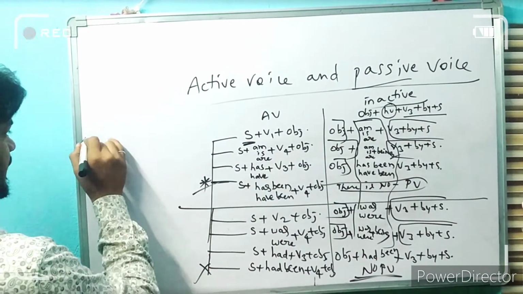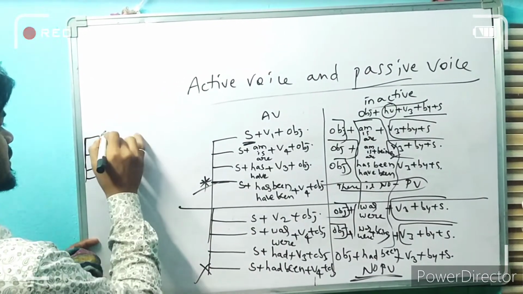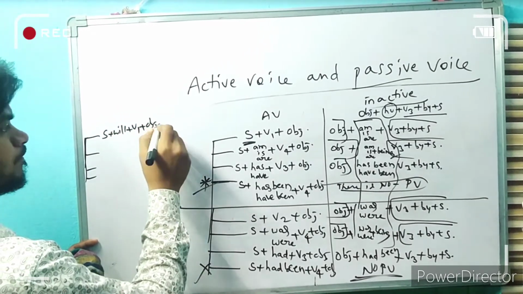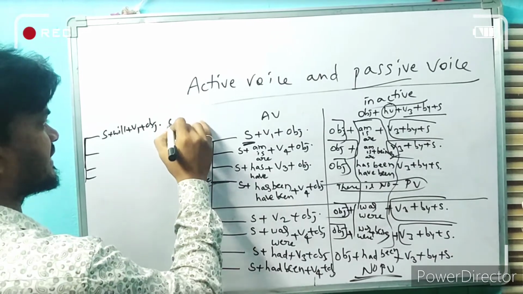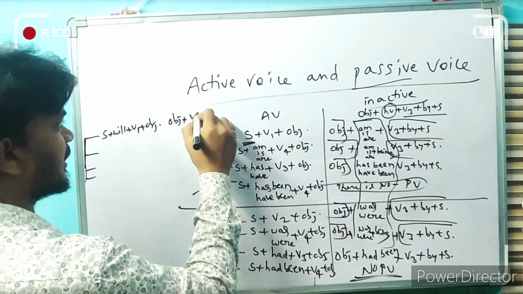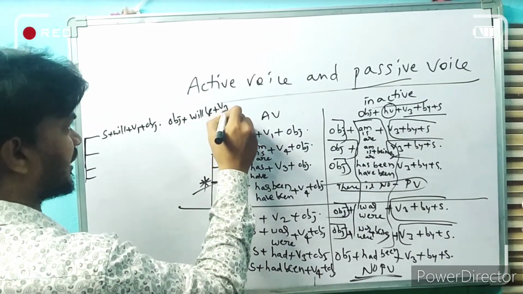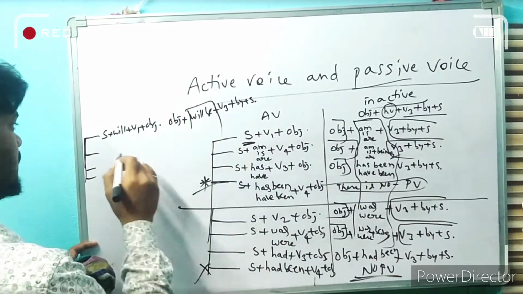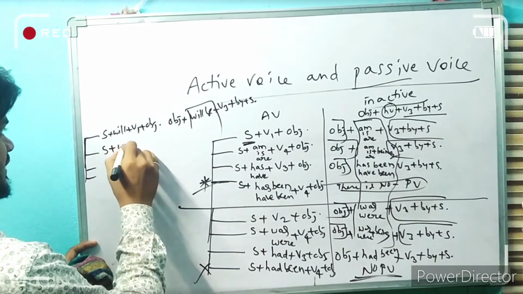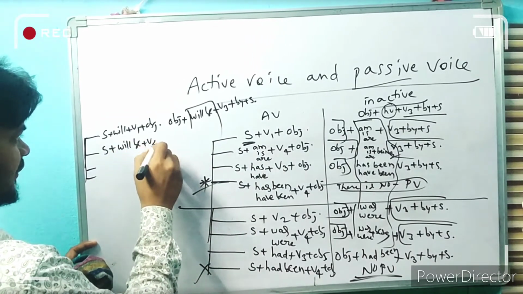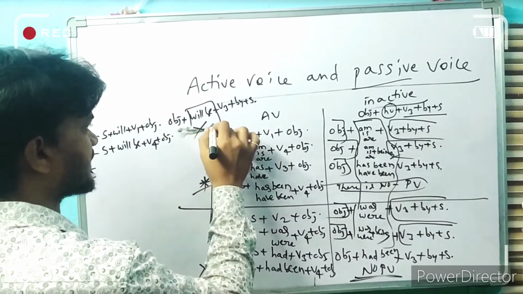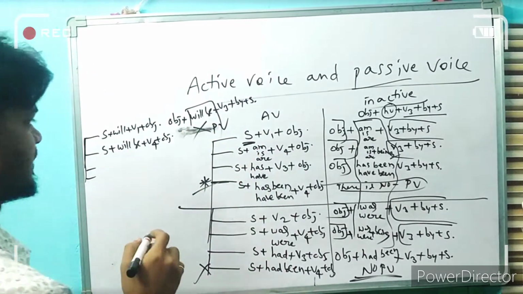Yes, I'm writing here. Future simple: subject plus will plus V1 plus object, but the passive voice is object plus will be plus V3 plus by plus subject. Only helping verb. Future continuous: subject plus will be plus V4 plus object. Sorry, we don't have any passive voice for this future continuous tense.